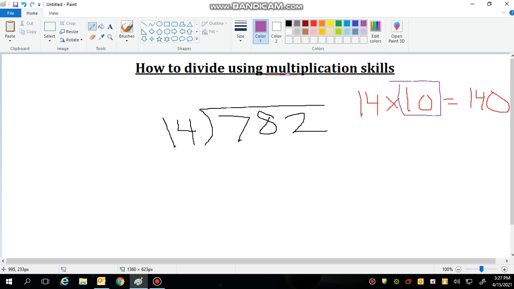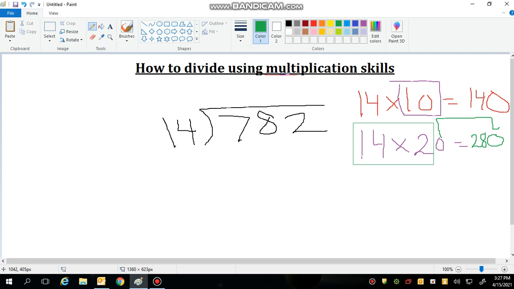Let's try 14 times 20. Why not? Let's see if it works out. Now remember your place value skills. In order to multiply a number with a 0, let's just do 14 times 2 first. 14 times 2 is 28. And then don't forget the 0. Take the 0, put it in the back, and that's 280.